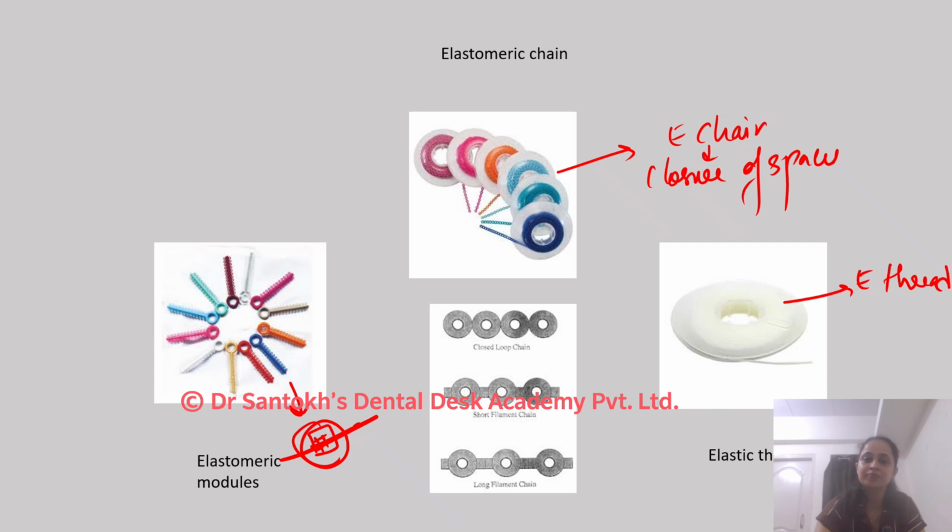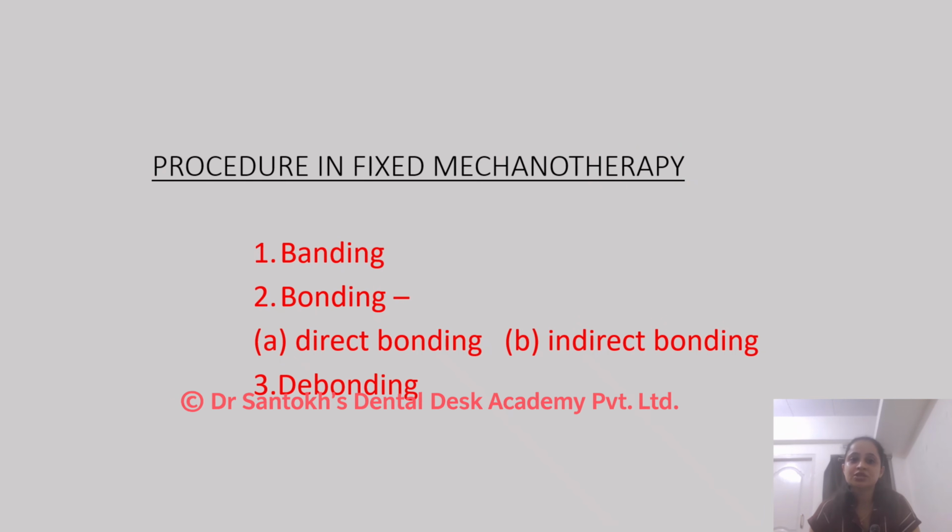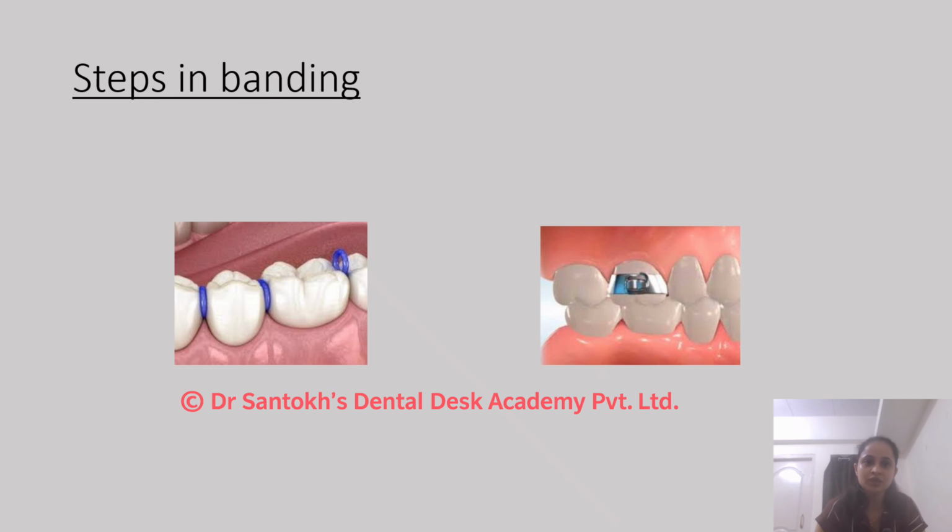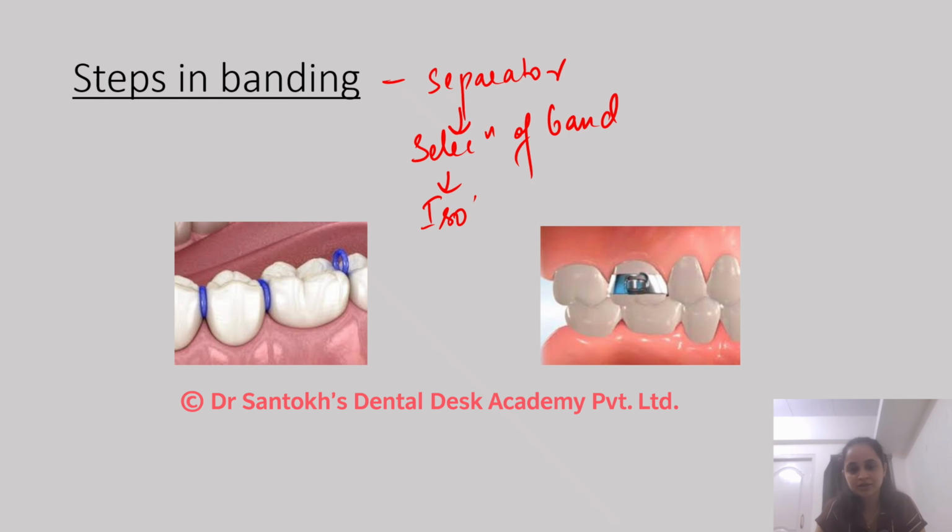Next, coming to the procedure in fixed mechanotherapy. Simple, just remember the first step you will do is banding, then you will do bonding, and then debonding. So from banding, first you will place the separator. So the first process is separator application, then band selection according to the size of the tooth, then you will isolate, and then you will cement the band. So these are the various steps involved in your banding.